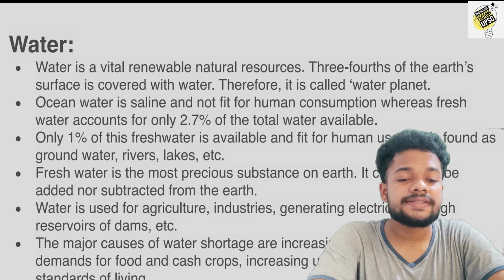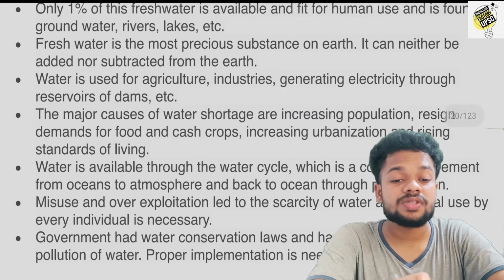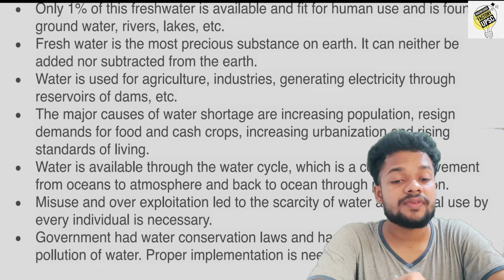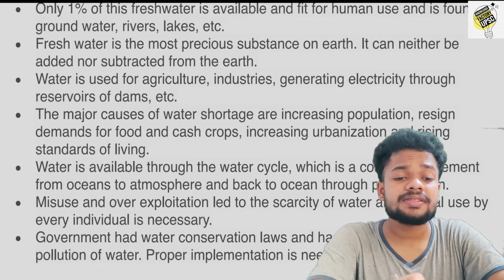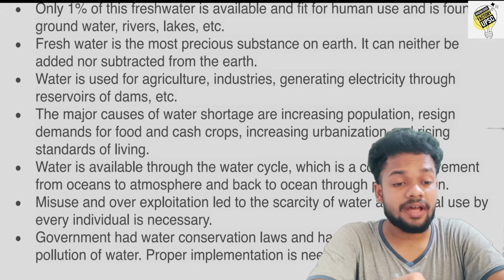Then fresh water is the most precious substance on earth. It can neither be added to nor subtracted from the earth. Water is used for agriculture, industries, and generating electricity through the reservoirs of dams. The major causes of water shortage are increasing population, rising demands for food and cash crops, increasing urbanization, and the rising standard of living.